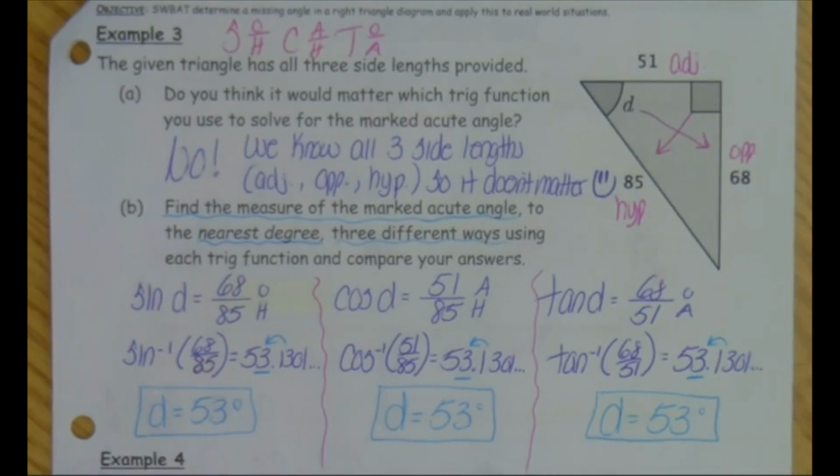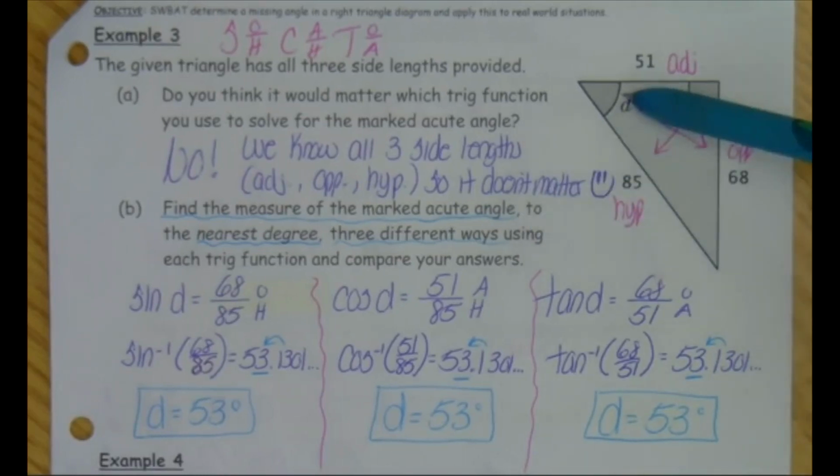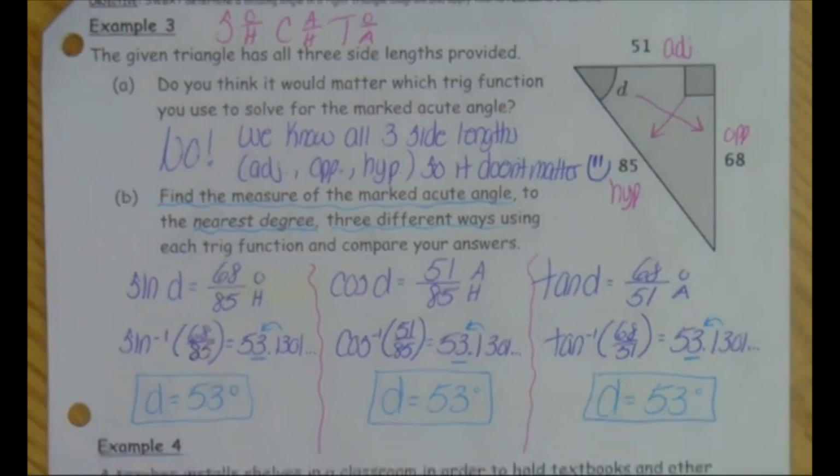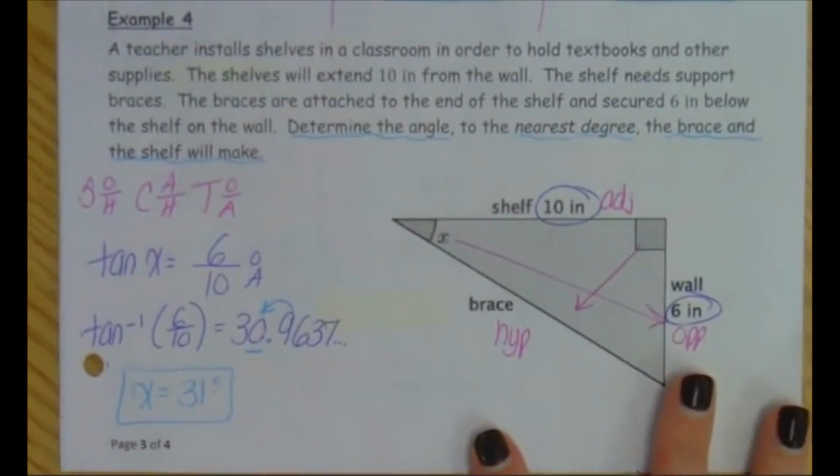All right, so as we look at part B, we want to find the measure of that marked acute angle D, 3 different ways. So that means I want to use the 3 different trig functions. All of the work that we have shown here on our paper, you need to show it on yours as well. You need to show the setup. You need to show that pre-rounded answer with your final answer as well. All right, so if you need to pause the video to get this down, please do that now. If not, I am cruising on down to example 4.